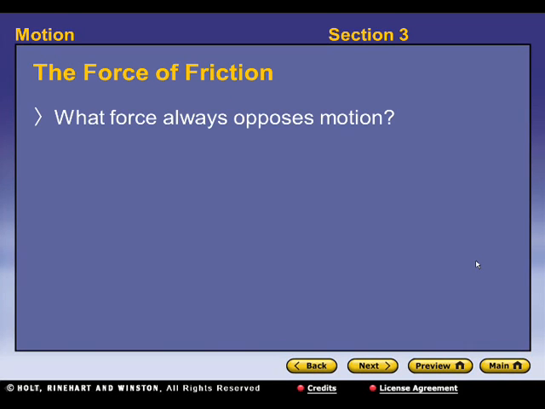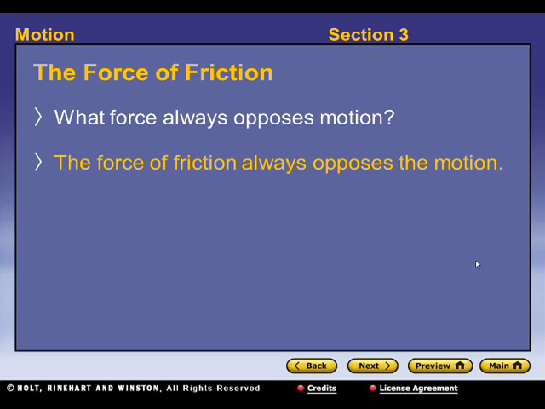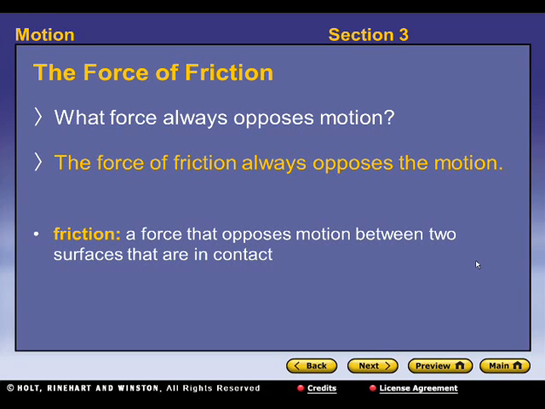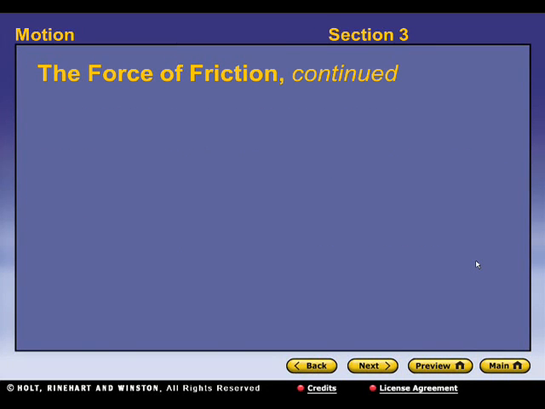Alright, so let's move on here. Next one, force of friction. So what force always opposes motion? Force of friction always goes against the direction of motion. It's the force that opposes motion between two surfaces that are in contact, and that's what you have to have with friction, two surfaces in contact, like a box sliding on the floor.